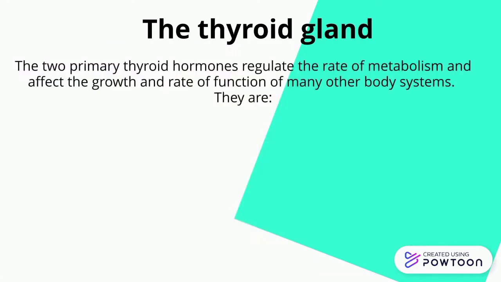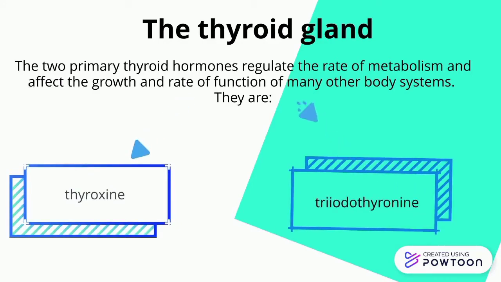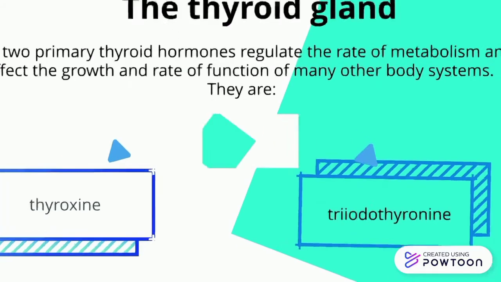The two primary thyroid hormones regulate the rate of metabolism and affect the growth and rate of function of many other body systems. They are thyroxine and triiodothyronine. The rate of secretion of these two hormones is controlled by the thyroid-stimulating hormone.